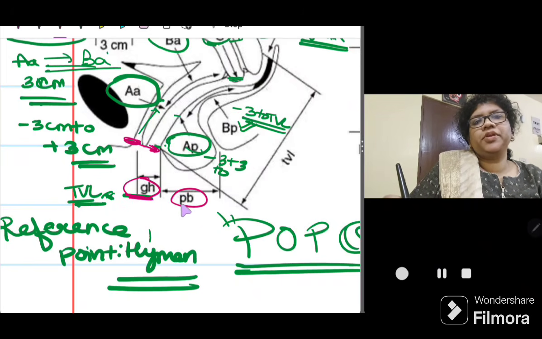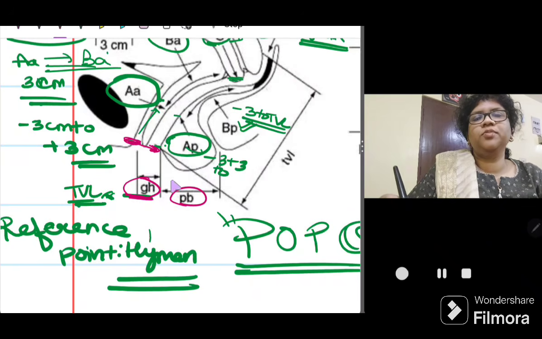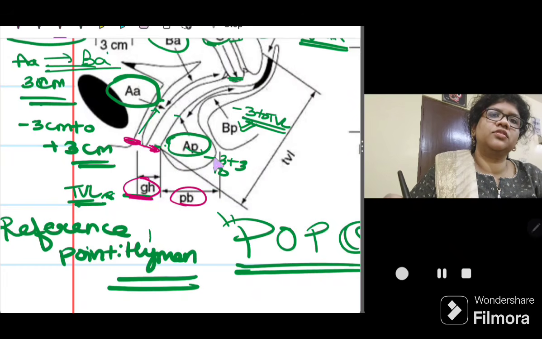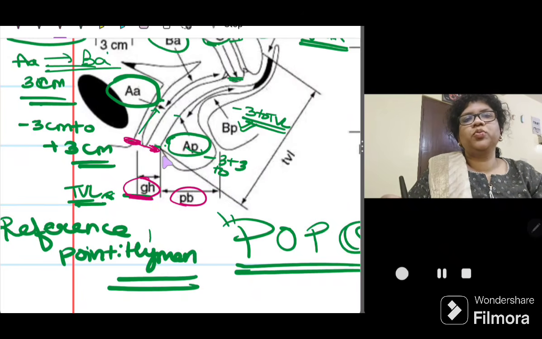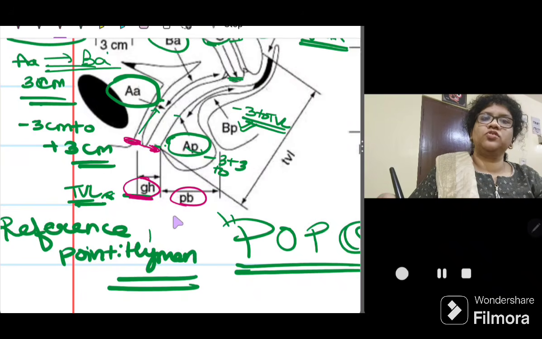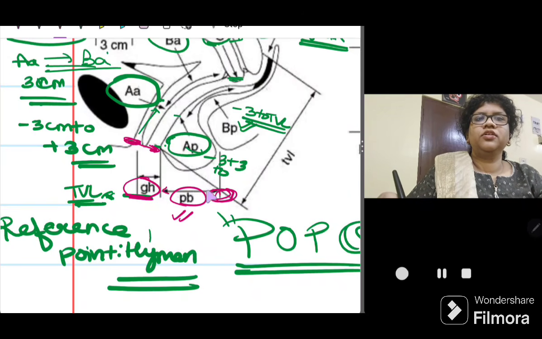And what is PB? PB is your perineal body. Perineal body is from the posterior aspect of the genital hiatus to the middle of the anal opening. So this is roughly your anal opening. So from the posterior aspect of the genital hiatus to the mid-anal opening is your perineal body. Somewhere here will be your anal opening, so mid-anal opening.